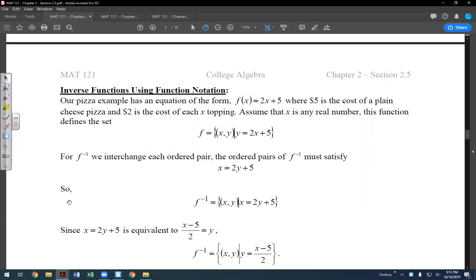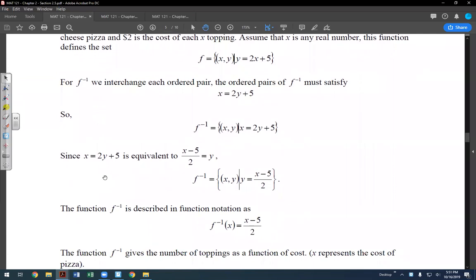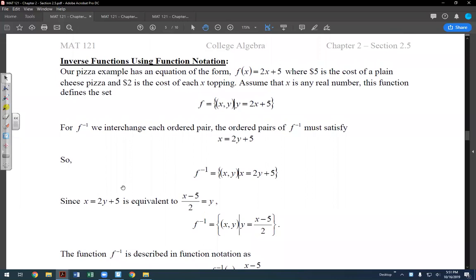And the idea is to try and isolate this y now. So once you make this interchange, bring the 5 to the other side, which will become x minus 5. And then to get the y by itself, we'll go ahead and divide by 2. And that's where I'm getting x minus 5, the entire thing divided by 2 equals y. Once you get this y by itself, you can actually replace it with the inverse notation, which is the f inverse symbol here. So in the original function, the x represents the number of toppings and the y, or the f of x, is the cost of the pizza.